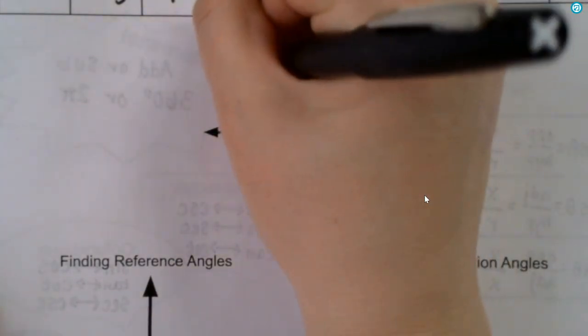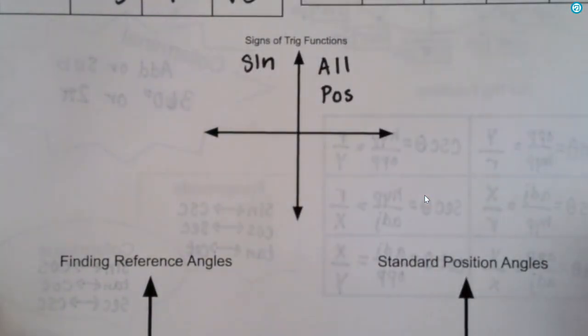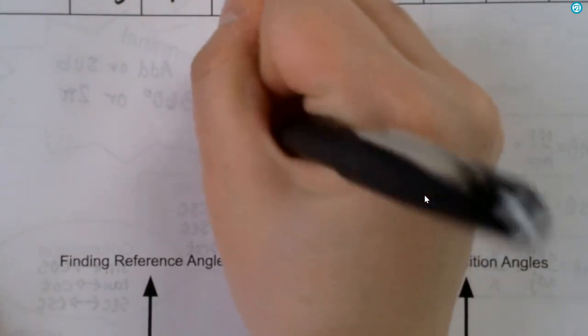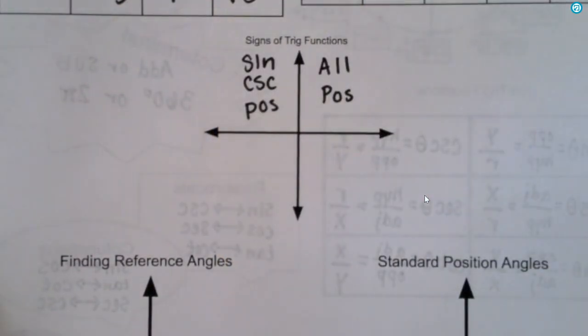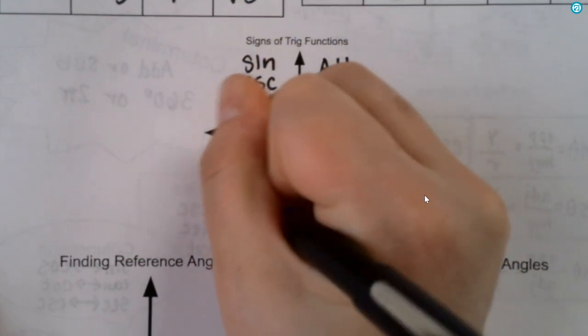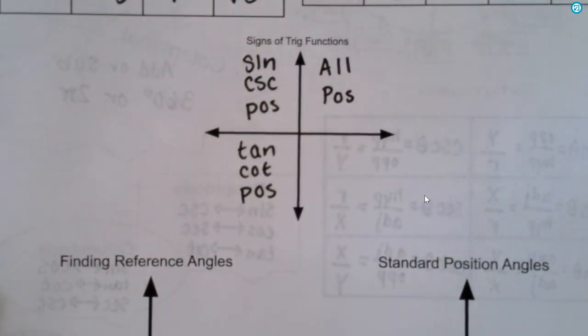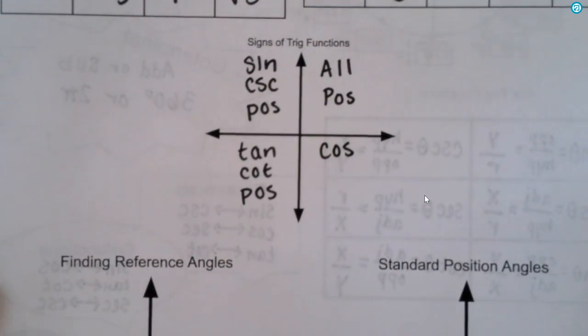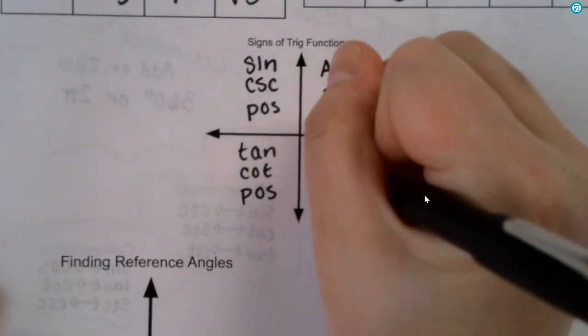Sine, and therefore its reciprocal cosecant, are positive in quadrant 2. Tangent, and therefore its reciprocal cotangent, are positive in quadrant 3. And cosine, and therefore its reciprocal secant, are positive in quadrant 4.